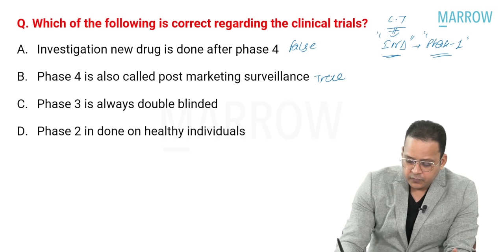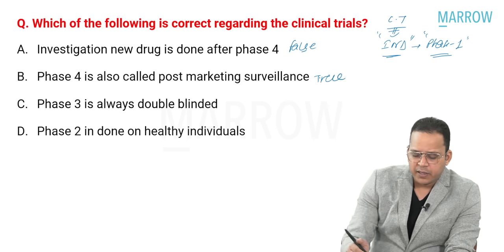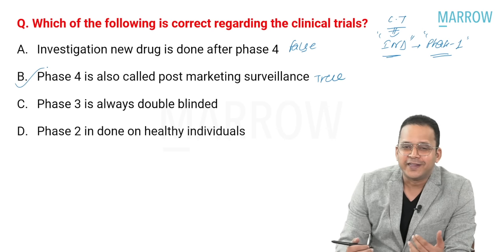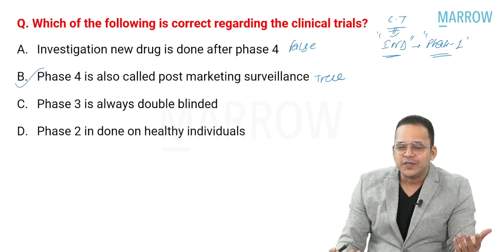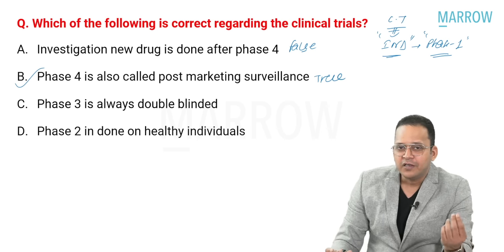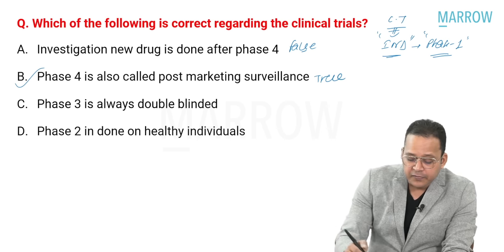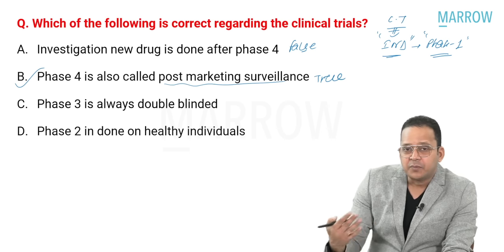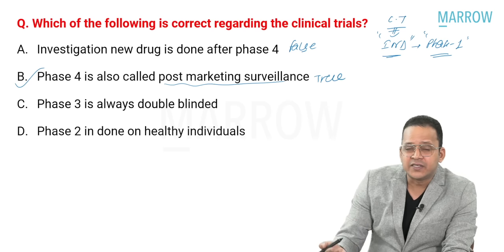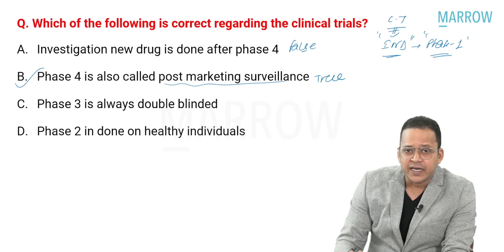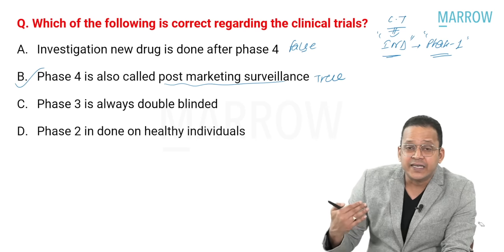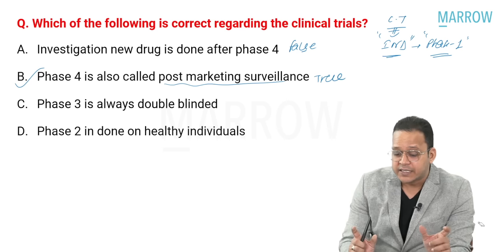This is true. And even if you don't know anything, by this one option only, you can get the answer. That is the beauty of MCQs. You don't need to know each and every option. If you know at least one, sometimes you can answer. So phase 4 happens after marketing, so it is called post-marketing surveillance. It has been asked in NEET PG as well as INI-CET in previous years, so it is indeed a repeat MCQ in that sense.